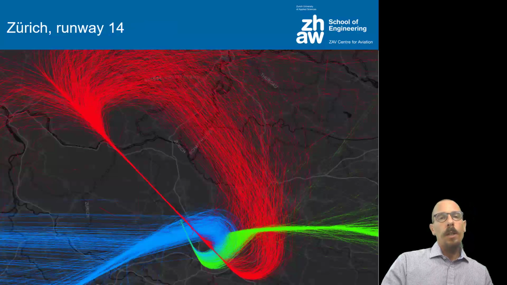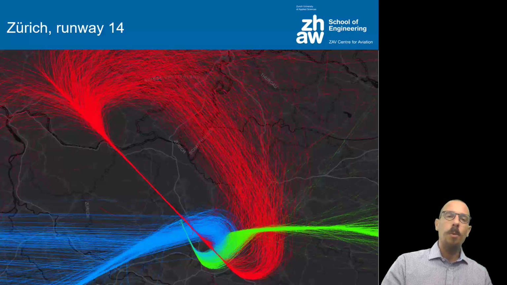The system that we're looking at is runway 14 at Zurich International Airport. You see that here as the red trajectories. And one of the issues with go-arounds on this runway is that they interact with departures that can happen simultaneously on runway 16, which is what you see in blue and in green.